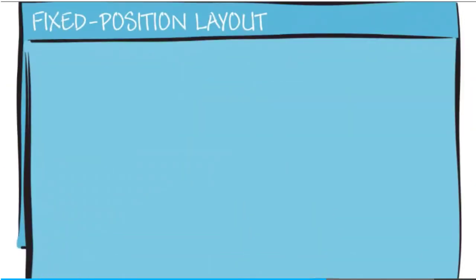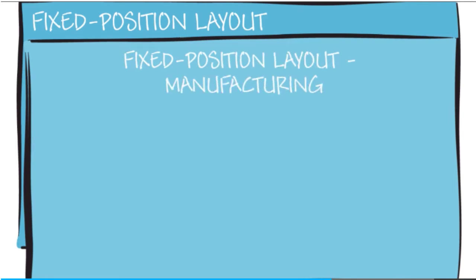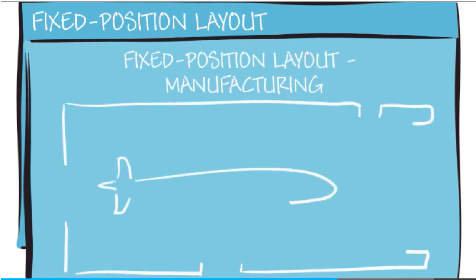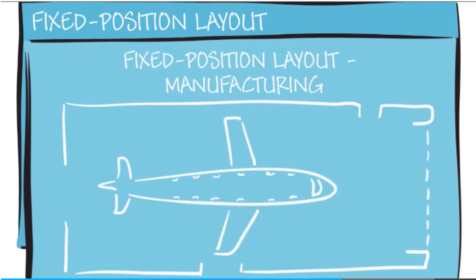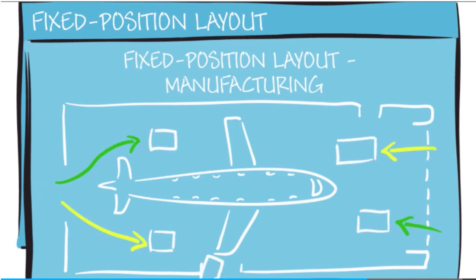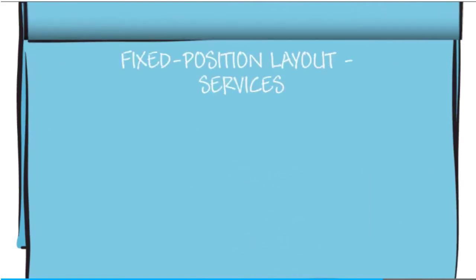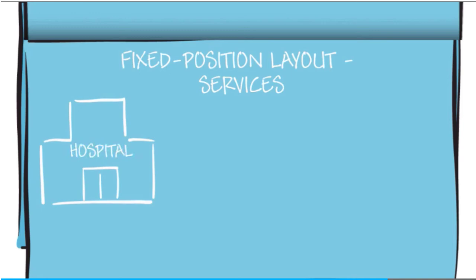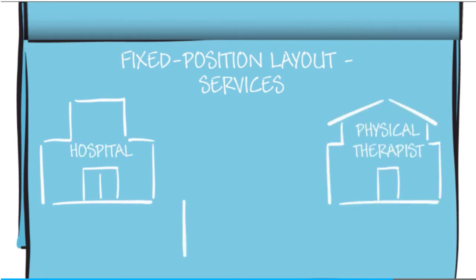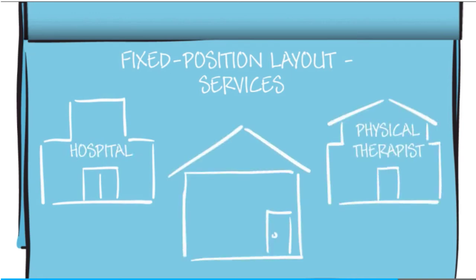A fixed position layout will be used when the product being produced is difficult to move. For example, companies that manufacture airplanes, as well as at ship repair facilities, will use a fixed position layout. The product will be centrally located in the production space, and equipment, materials, and workers will be moved to that location as needed. Fixed position layouts are less common with services, as it is often easier to move the person receiving the services than the equipment and personnel needed to deliver the services.